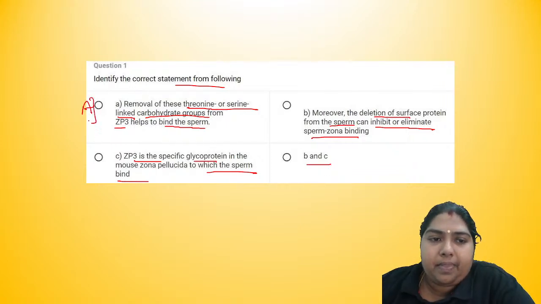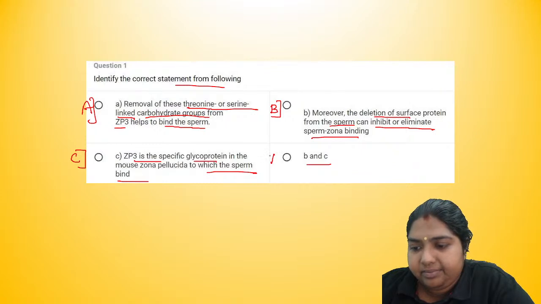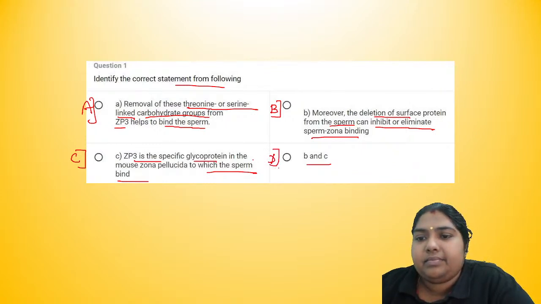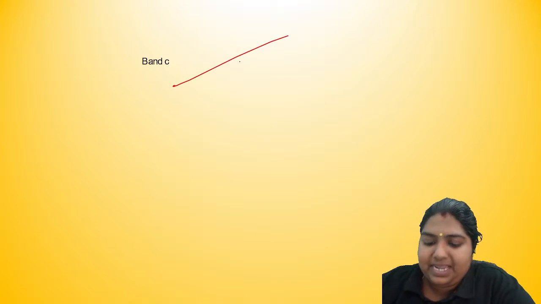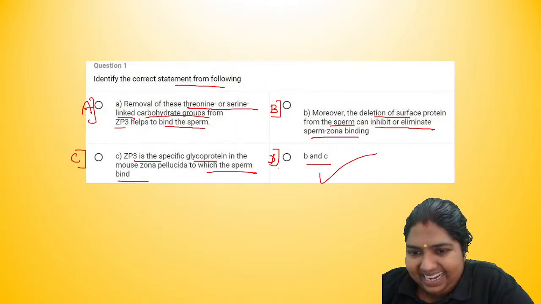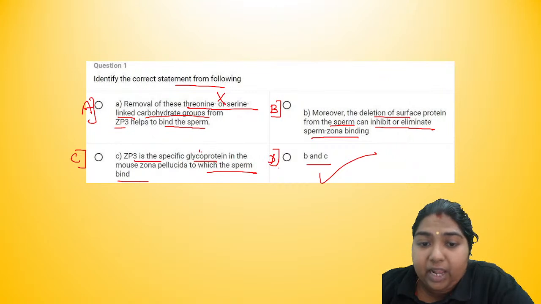This is A, this is B, this is C, this is D. Everybody clear? So both your B and C, with option D, is going to be correct. This is not related with your serine threonine. It is only your glycoprotein.